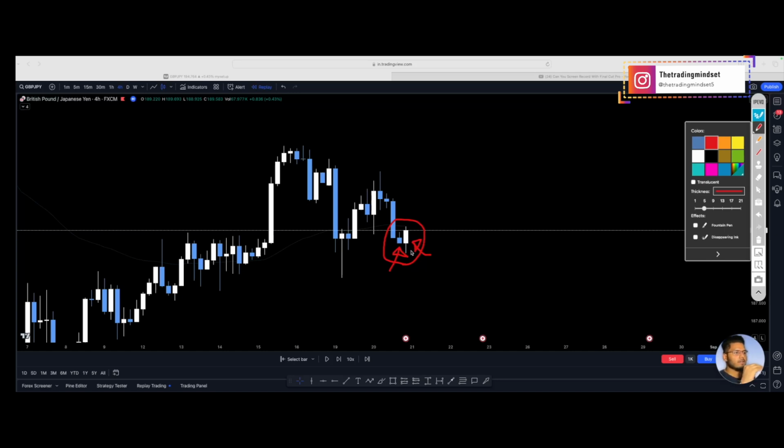So what does it indicate? It indicates that the bears are no more interested in taking the market down and the bulls have stepped in with strength, overpowering the sellers, meaning that the price is likely to go up from this point all the way up.